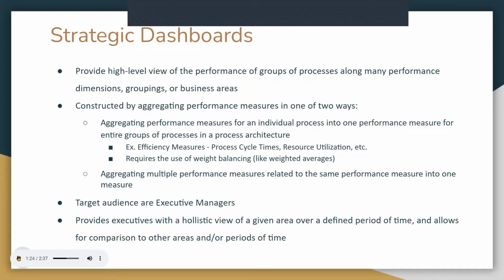And then the other is of more high level, but slightly more complex aggregation, which involves multiple performance measures related to the same performance measure into one measure. And for this, instead of being so granular with efficiency, as another example, instead of having numbers for process cycle times and resource utilization, etc., we would find a way to mesh them all together into one single efficiency measure. So we could say the North American factory has an efficiency percentage of 25% or something like that.